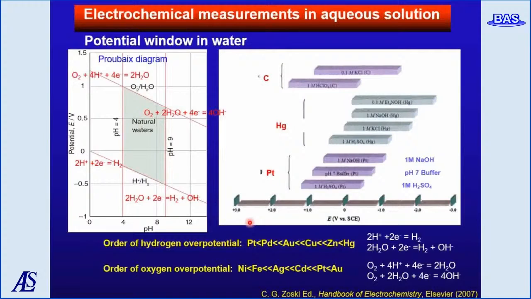Here shows the order of hydrogen and oxygen overpotential by electrode materials. For the negative potential side, glassy carbon and mercury have a large overpotential window because of their slow kinetics for hydrogen reduction. Therefore, carbon electrode is often used. Mercury electrode is a good electrode for reduction in aqueous solvent.